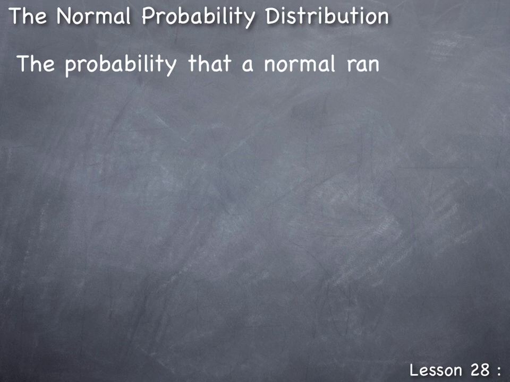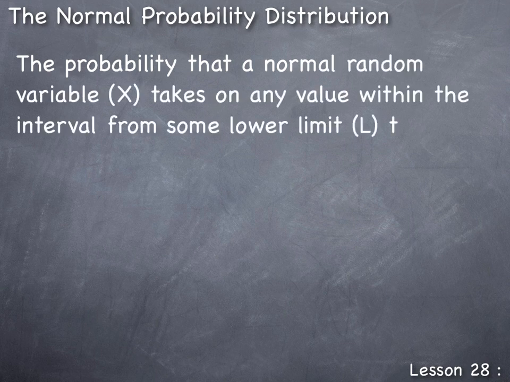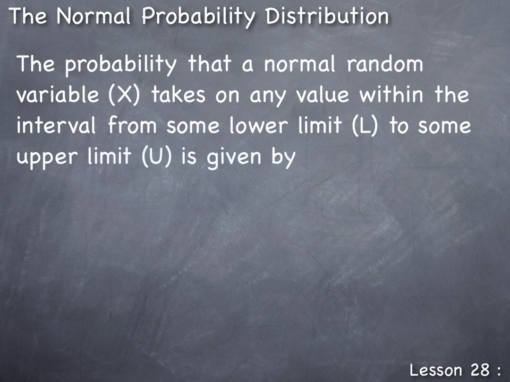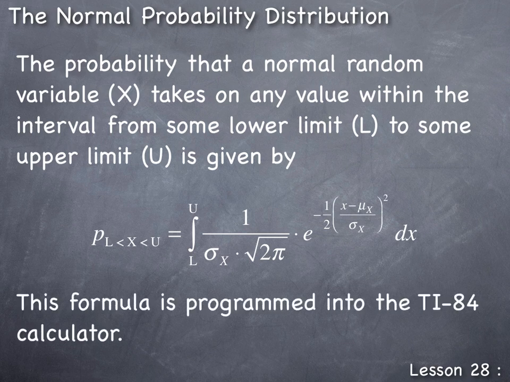The probability that a normal random variable x takes on any value within the interval from some lower limit L to some upper limit U is given by the following formula. Fortunately for us, this formula is programmed into the TI-84 calculator.